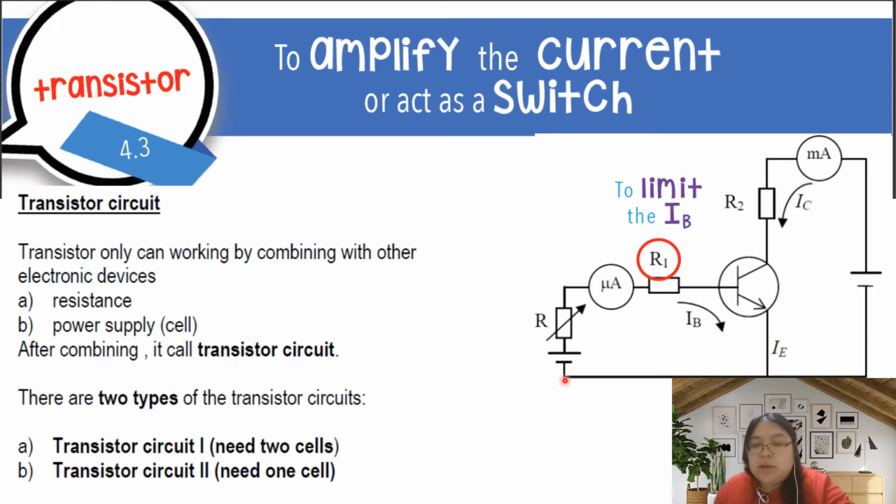Okay, let's see this diagram. We can see we have one battery at the base circuit. This part we call the base circuit. This part we call the collector circuit. So we have one battery here, and here is another battery. Then we put one resistor here, and another resistor, R2, also here. The center is the transistor. That means the transistor combines 2 circuits together. Okay, then we go through transistor circuit 1 and transistor circuit 2.